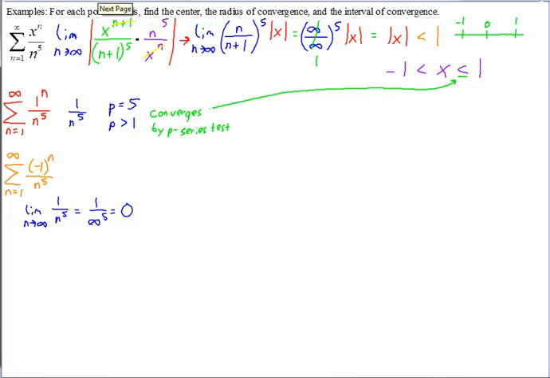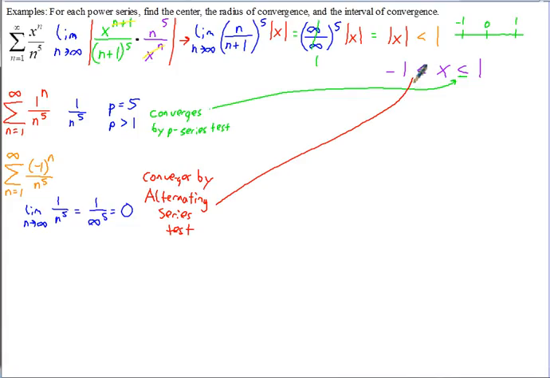So you can think about if that would be true. So if you plug in 1, you get 1, right? If you plug in 2, it'd be 1 over 2 to the 5th, 3, 1 over 3 to the 5th, 4 to the 5th. You can see the terms are going to get smaller and smaller. So because of that, this also converges. But this time it's by the alternating series test. So because of that, we would add an or equal to there. So in this case, both endpoints it converges at.